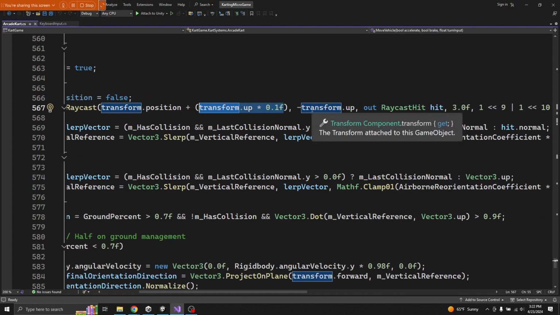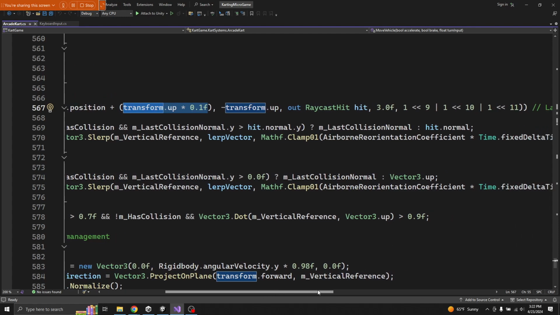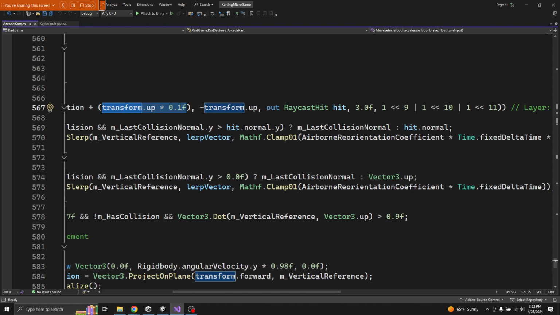And where are we raycasting down? We're raycasting, take our current up and then flip it. It's saying take our transform dot up, our local up, and multiply it by -1, which means give us down, basically. Point it down wherever we're locally oriented. And the next thing that sends it to this raycast is we have to send this raycast hit in.